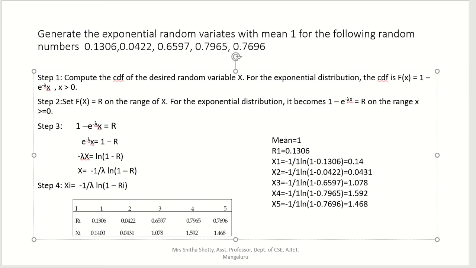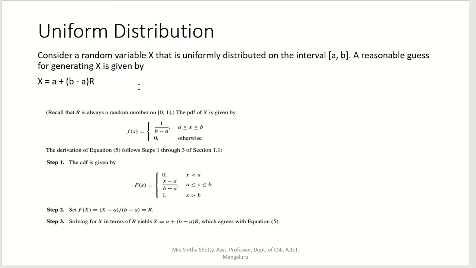Consider a random variable x that is uniformly distributed on the interval between a and b. They have given x is equal to a plus (b minus a) times r. Let's see how we are getting x is equal to a plus (b minus a) into r. To do this, first we should know the CDF of the uniform distribution.